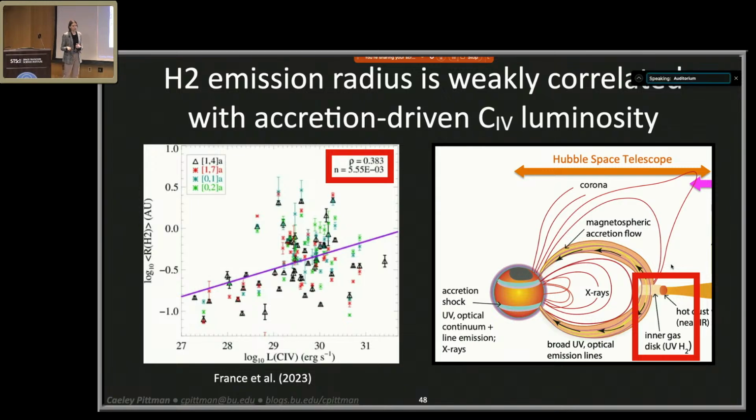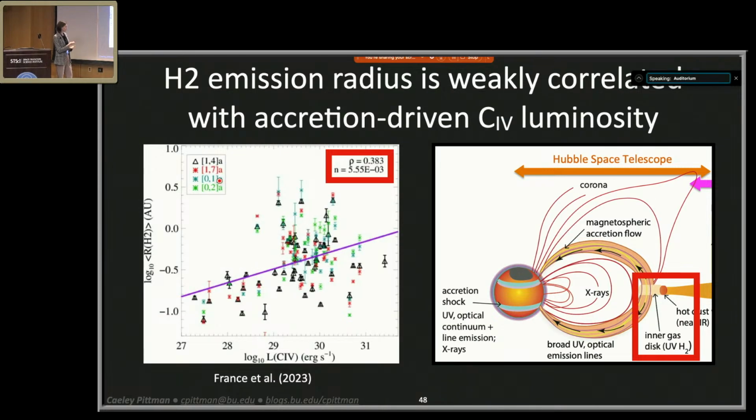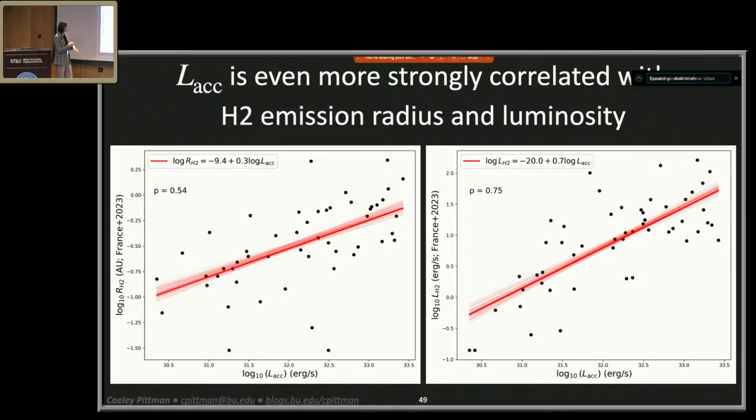And they found a weak correlation between this emission radius of H2 and the luminosity of C4, which is an accretion tracer. So since I'm finding the full accretion luminosity, I wanted to see if I find this as well, because it's a more robust tracer than C4. And in fact, I do find an even stronger correlation. So this was a p-value of 0.4 and mine is of 0.5 of the emission radius versus the accretion luminosity.